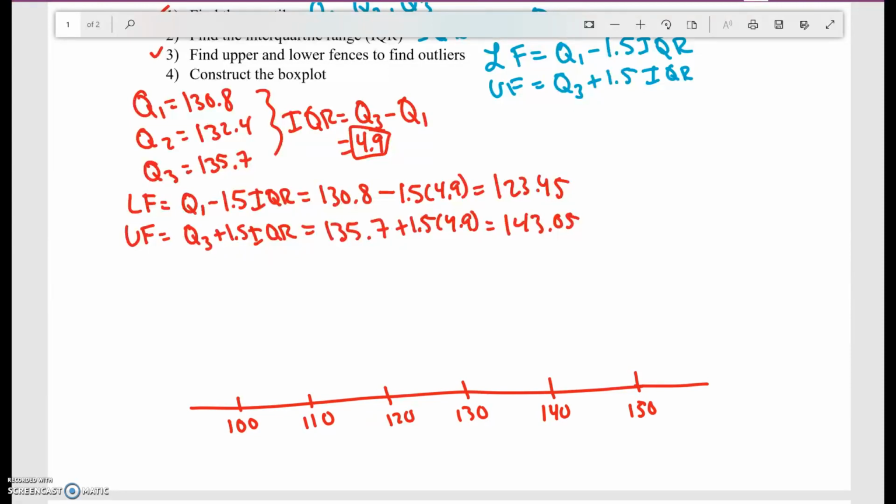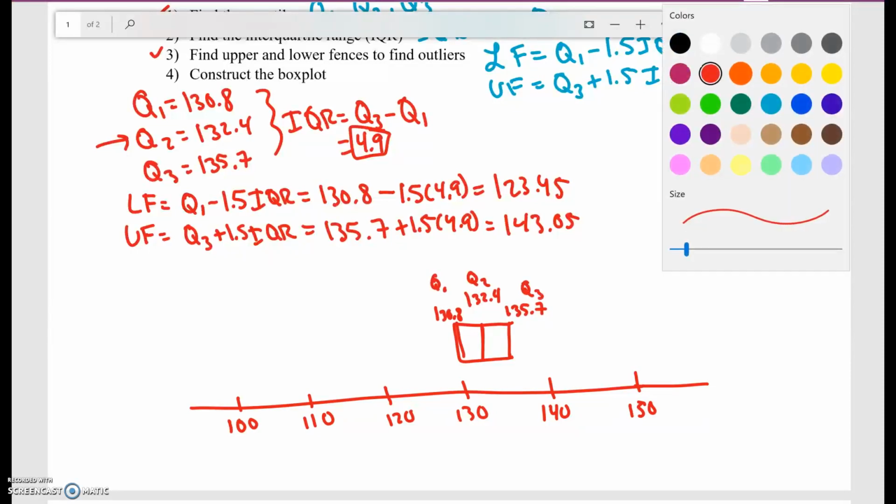The first thing that I want to do is plot my median. So let's start off with our Q2. That's going to be 132.4, so it will be around here. My Q1 is going to be 130.8, so let's say it's around here. And then my Q3 is going to be 135.7, so let's say it's right here. So here is my box, with Q1, Q2, and Q3. There's my beautiful box.